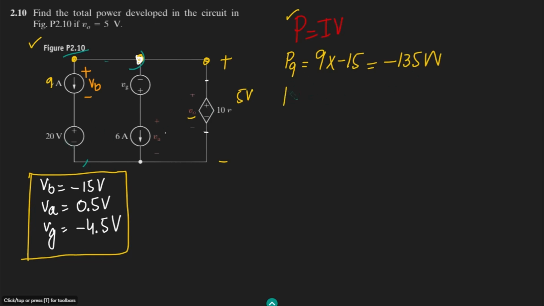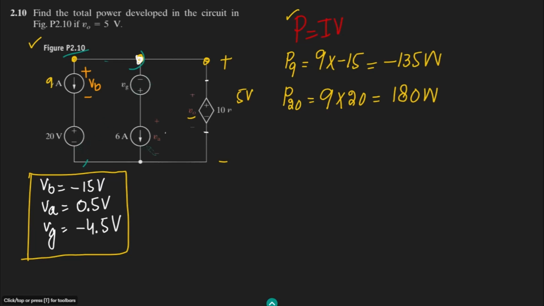Similarly, for this 20 volt source, the current through it is known, and that is 9, and the voltage across it is 20. So this is now what? This is 180 watts, and the sign associated with this one is positive. It means that this one is the absorbing source.